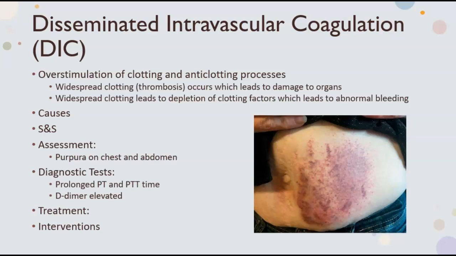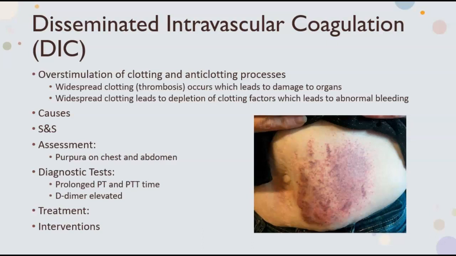Assessment, you'll find bone and joint pain, changes in vision, and purpura on the chest and abdomen. That reflects the fibrin deposits in the capillaries. Usually this is going to be the first sign of your DIC, and here's a picture of that purpura on the chest and abdomen. You might also see petechiae, abdominal tenderness, and in worst cases, GI bleeding, hematuria, pulmonary edema, pulmonary embolism, hypotension, tachycardia, absence of peripheral pulses if there's a clot, restlessness, confusion, seizures, and coma.